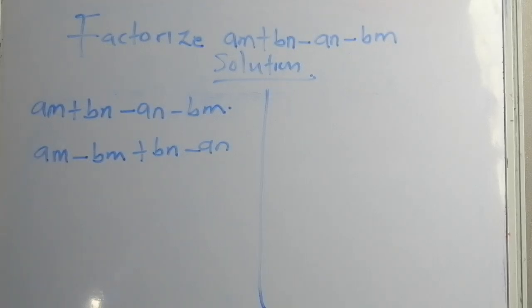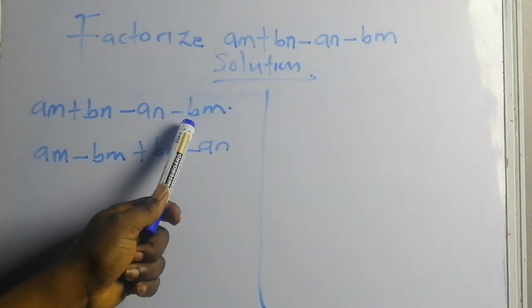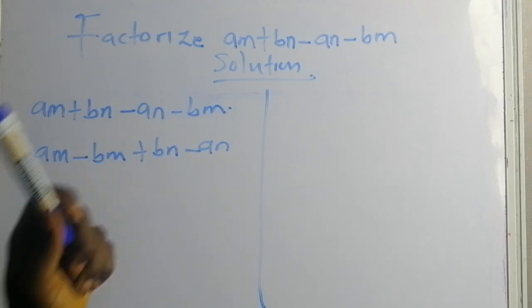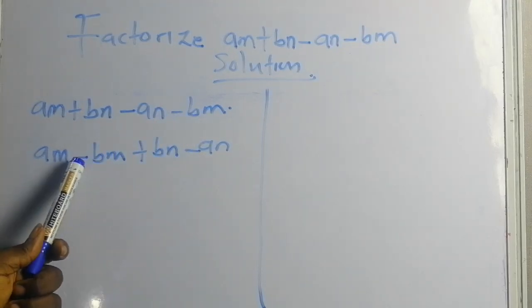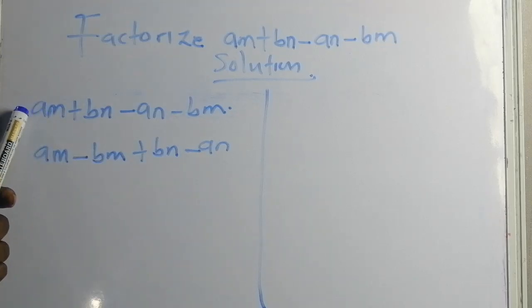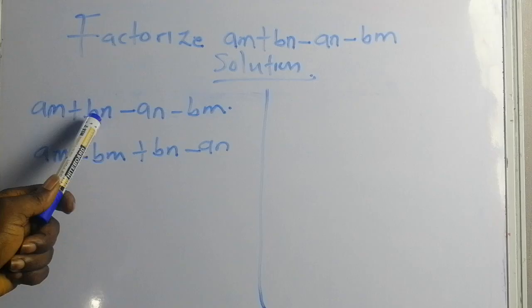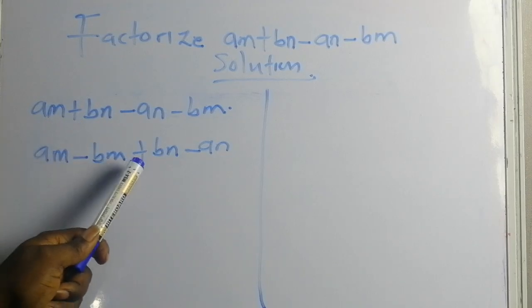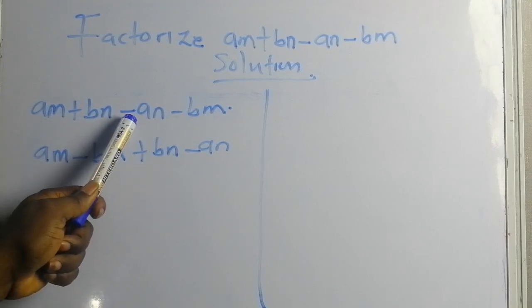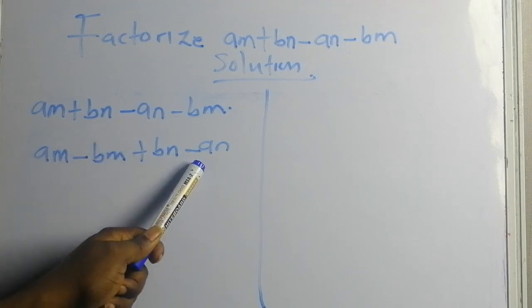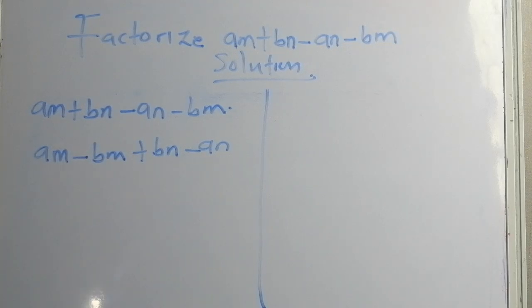What did you do here? You rearranged. I've told you, anything on the right-hand side is the owner of the sign. Bm is the owner of this minus, so that is why it's moving to this side. Am is always positive, but we don't write it. Bn is the owner of this plus sign, that is why you see plus bn. An is the owner of this minus, that's why you're seeing minus an. There's no equal sign, I'm only rearranging.